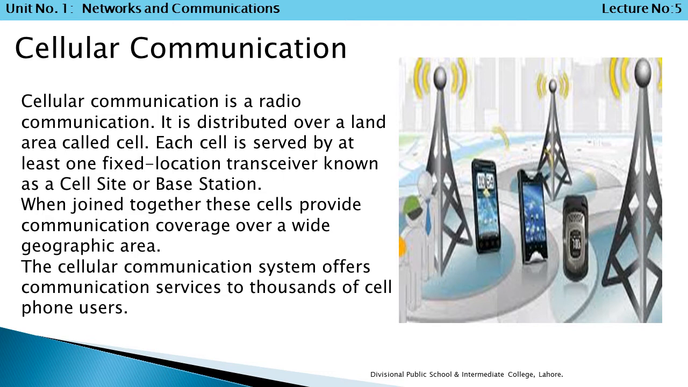Cellular communication enables numerous portable transceivers, meaning mobile phones, tablets, and laptops, to communicate with each other and with telephones anywhere in the network via base stations. The first commercial cellular network, the 1G generation, was launched in Japan in 1979. The cellular communication system offers communication services to thousands of cell phone users.